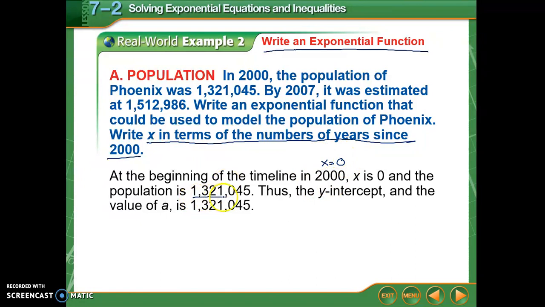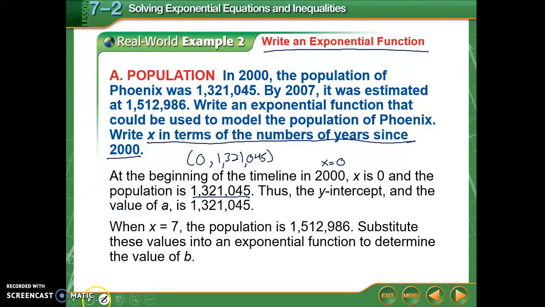And this is our population, right? That's our starting population. The starting amount, remember, is the y-intercept, right? When x equals 0, the population is this. So I have this ordered pair, which is my y-intercept. So that's going to be very useful to us in writing our equation.